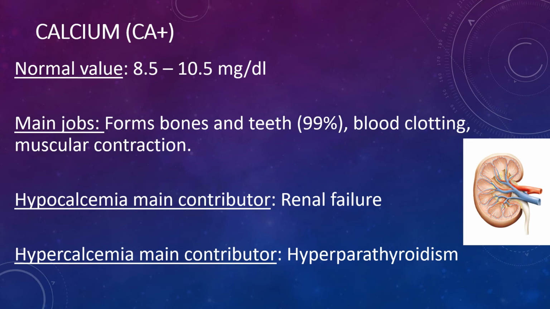Hypercalcemia, main contributor, going to be hyperparathyroidism. Your parathyroid glands secrete PTH, or parathyroid hormone, to try to get calcium back up. So if you have overactive parathyroid glands, then you're going to see a hypercalcemia, or an elevated calcium level.